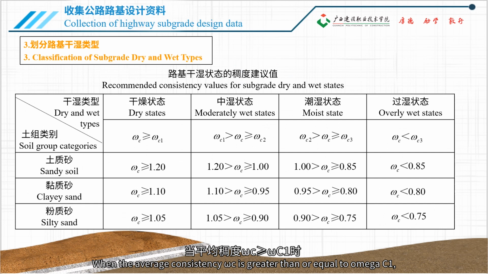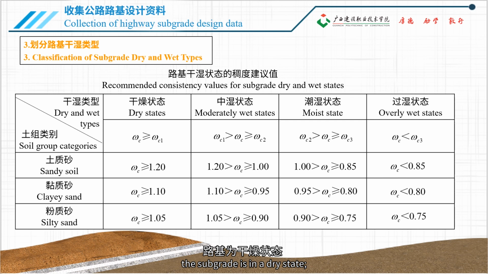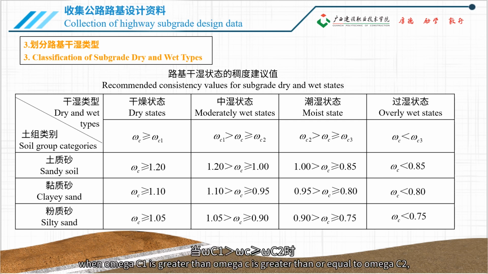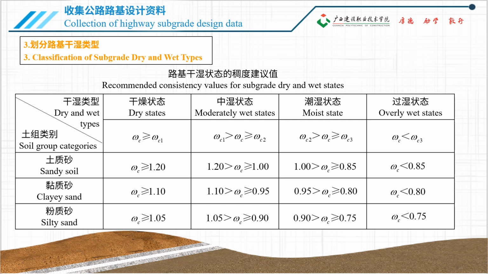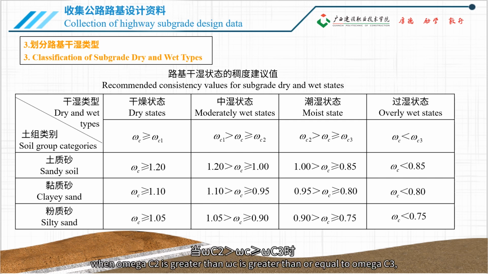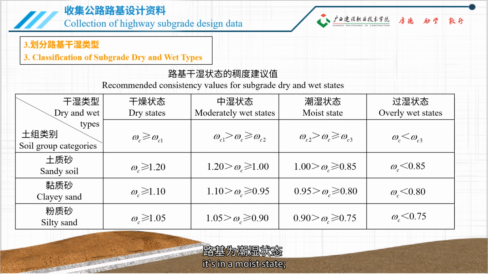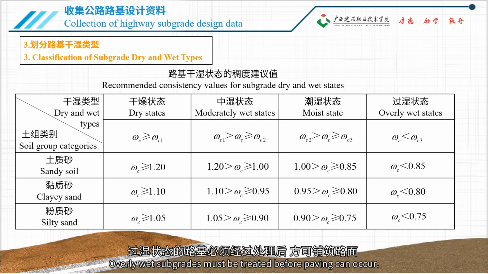When the average consistency ωC is greater than or equal to ωC1, the subgrade is in a dry state. When ωC1 is greater than ωC, which is greater than or equal to ωC2, it's in a moderately wet state. When ωC2 is greater than ωC, which is greater than or equal to ωC3, it's in a moist state. When ωC is less than ωC3, the subgrade is in an overly wet state. Overly wet subgrades must be treated before paving can occur.